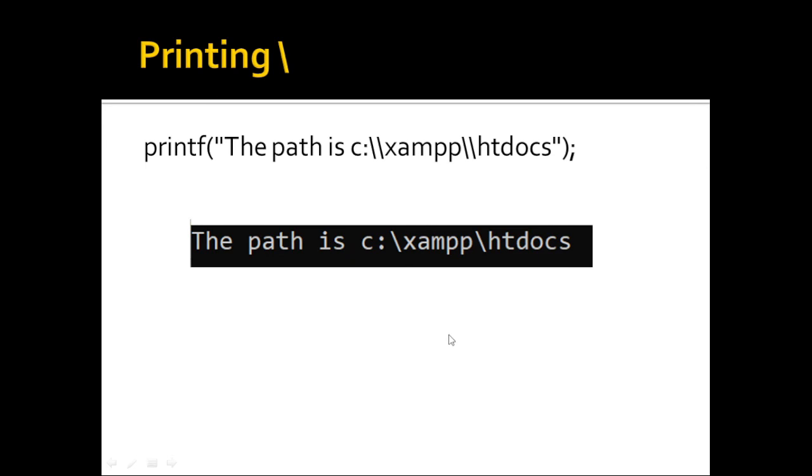How do we display the backslash itself? We just use double backslash to display the backslash itself. So the path is C:\xampp\htdocs. The output of this will be: the path is C, then backslash xampp, backslash htdocs.